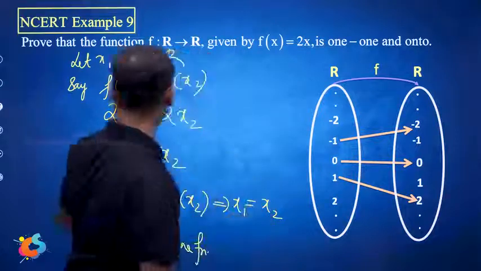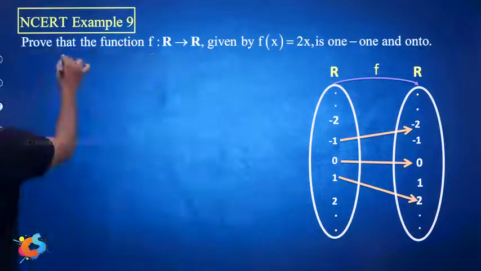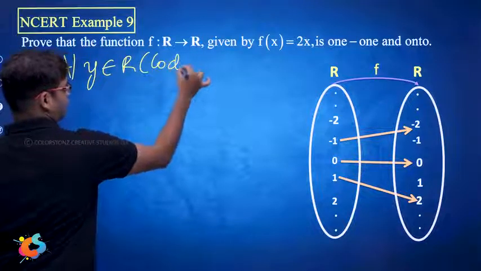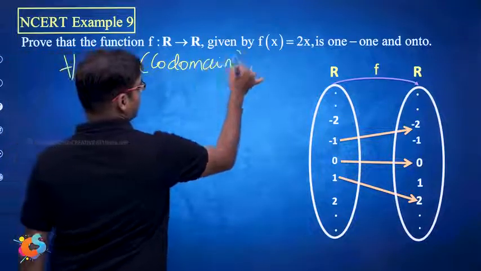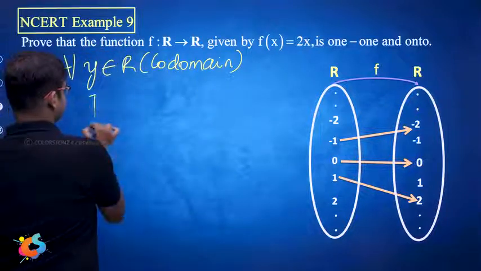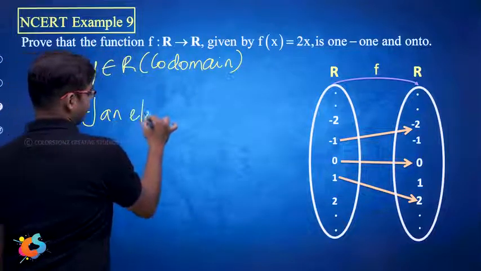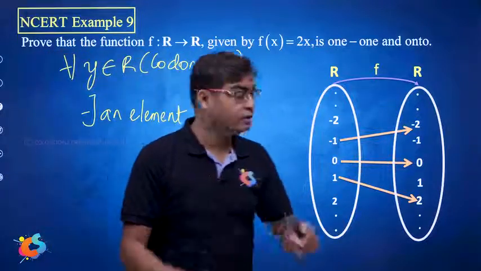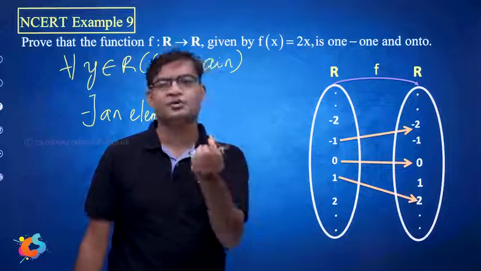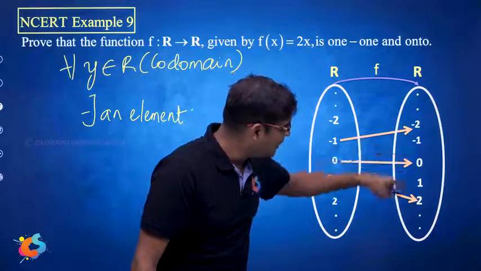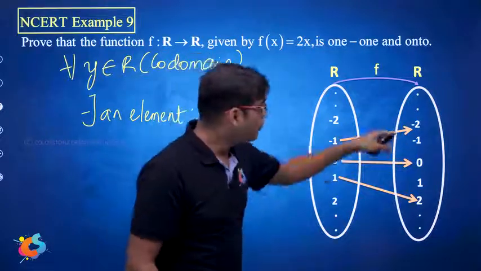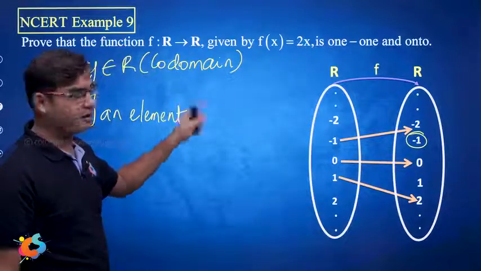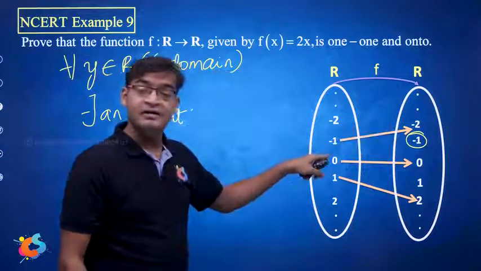The way we have to write is something like this. For all y belonging to R, which is our codomain, there exists an element. When you are proving that this is an onto function, all that you want to prove is only one thing. That is, every element here has a mapping, right? So if you choose any element in our domain, then the corresponding element here will be what?